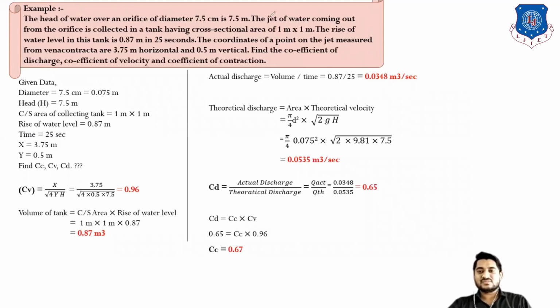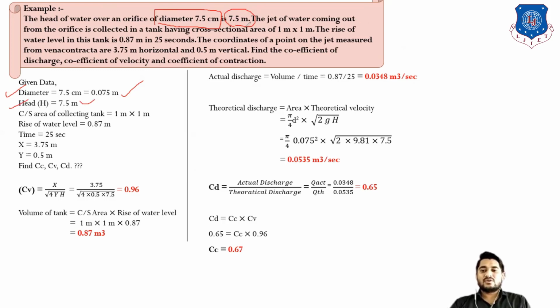Yes. This is one practical setup data. So read the data carefully and understand it. After that, you will be able to solve the example. Very first, the head of water over the orifice of diameter 7.5 centimeter. Here the orifice diameter is 7.5 centimeter, in meter 0.075. The head of the orifice is 7.5 meter. So head H is equal to 7.5 meter.